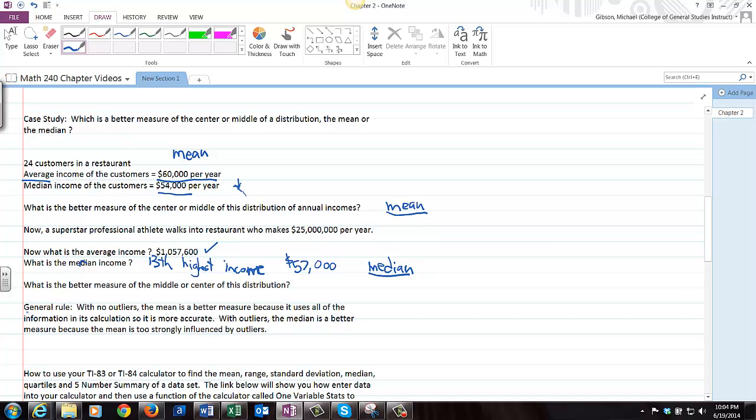So here's the general rule. With no outliers, the mean is a better measure because it uses all of the information in its calculations, so it's more accurate. With outliers, the median is a better measure because the mean is too strongly influenced by outliers. You see that this one high value here of 25 million blew the mean through the roof. Okay, so the mean is very influenced by outliers. That's why with no outliers, the mean is the better measure. If there's outliers, the median is the better measure. All right.